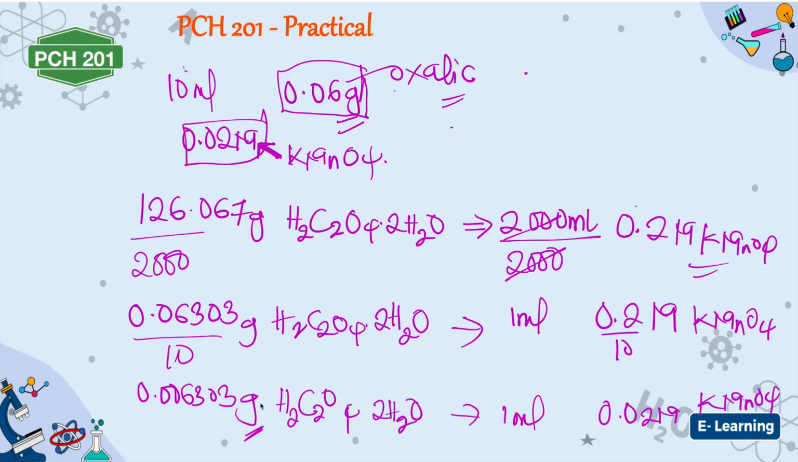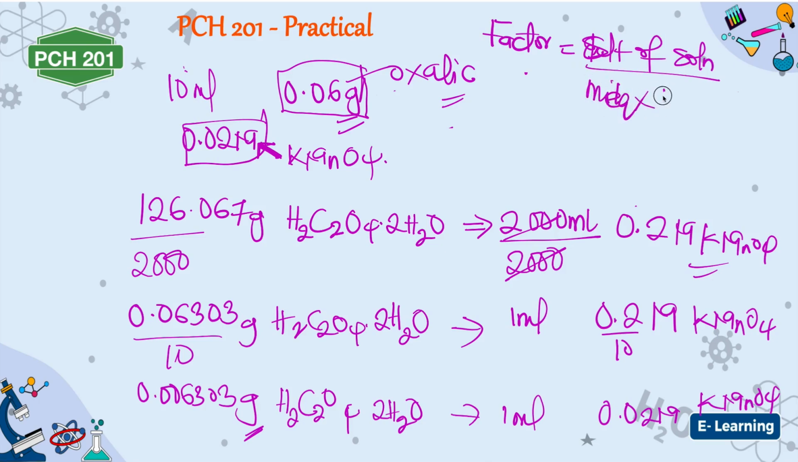Now to get the factor, this is the first step. In case they don't give you the factor, they will give you this one first, and say use this to get your factor first. So what will be the formula for the factor? Factor is the standard weight or expected weight, or weight of standard solution, however you want to put it, all over milli equivalent times your titre volume.